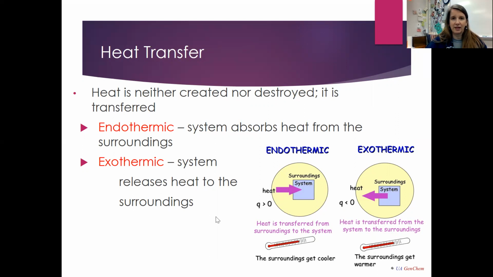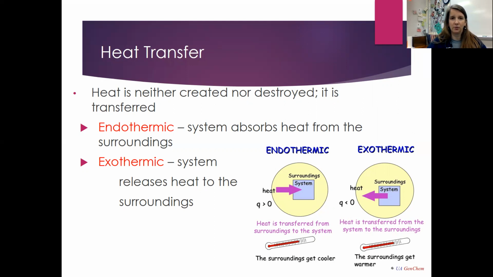Now, exothermic, that prefix exo means exiting, leaving. So an exothermic process is when the system loses heat to the surroundings. When you look at this picture here, again, the yellow is representing the surroundings. The heat goes from the system out into the surroundings.